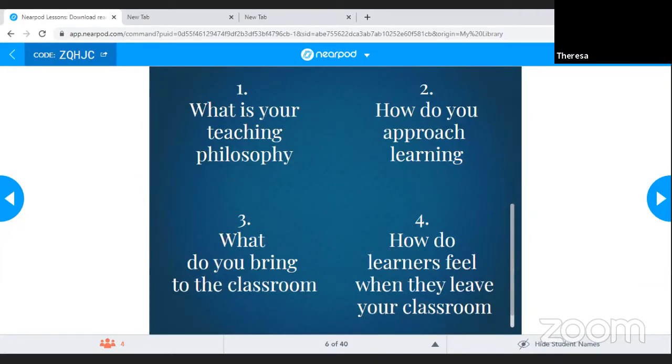For question number 4, I'd like for you to think about your learners. If you could judge by your learners' expressions on their faces, by their behavior, and also by their attitude, how do your learners feel when they leave your classroom? Now, the intention of these questions is not to make you anxious at all, or to make you reflect in a way that is going to make you feel bad, but just to think about the process and how the process is influenced by everything that we do.